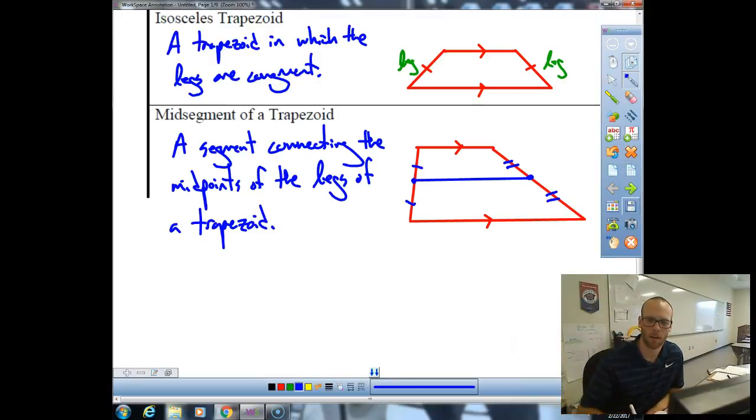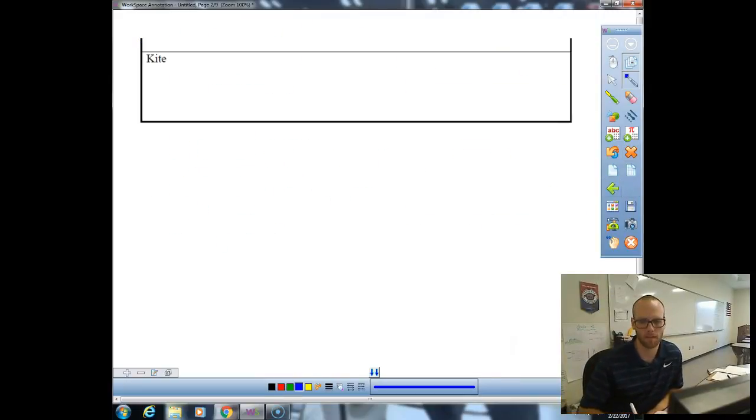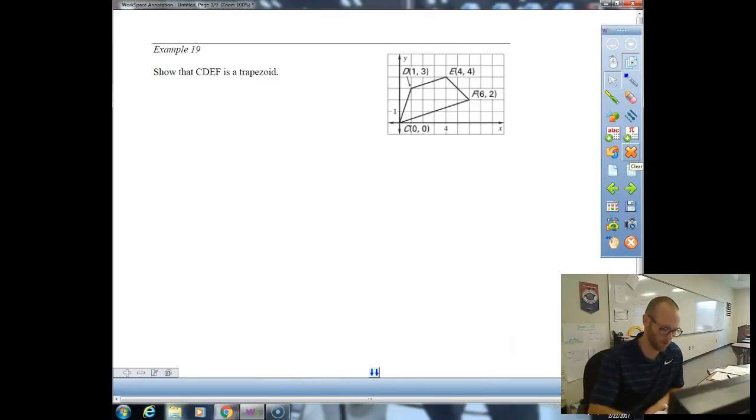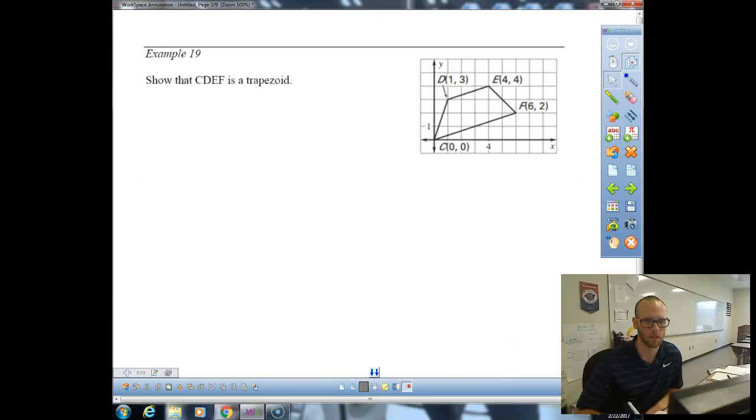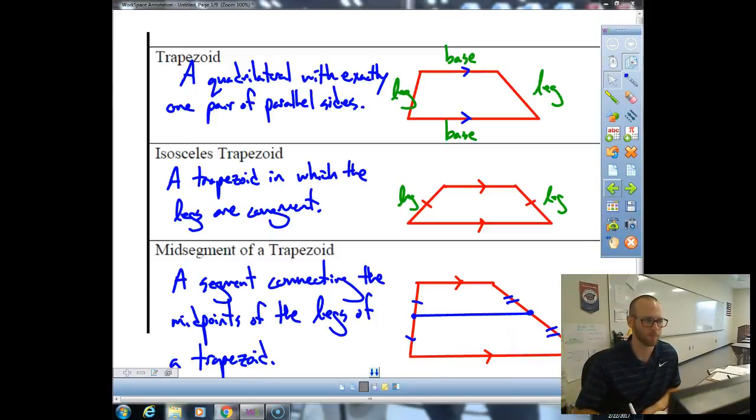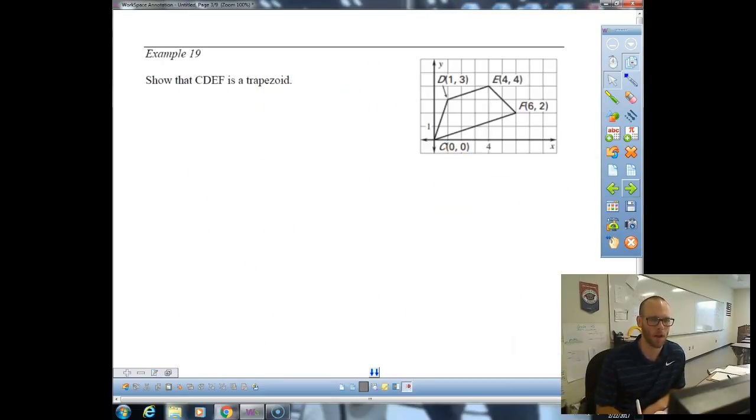All right, let's come back to the definition of a kite until we're ready to talk more about kites. Let's just look at trapezoids for now. Can we show that quadrilateral CDEF is a trapezoid? Well, what do we need to show? Let's look back at the definition. We need to show it has exactly one pair of parallel sides. So this trapezoid is graphed on a coordinate plane. I want to show that I have exactly one pair of parallel sides.